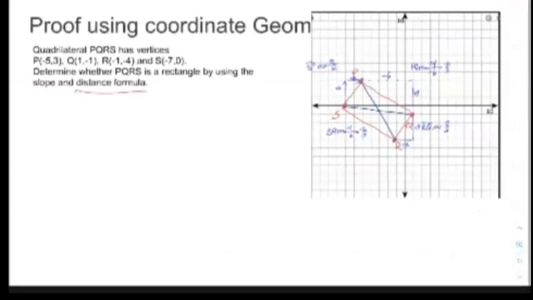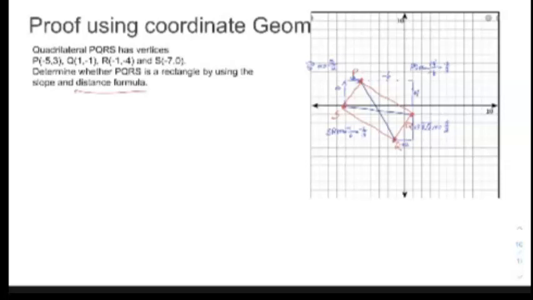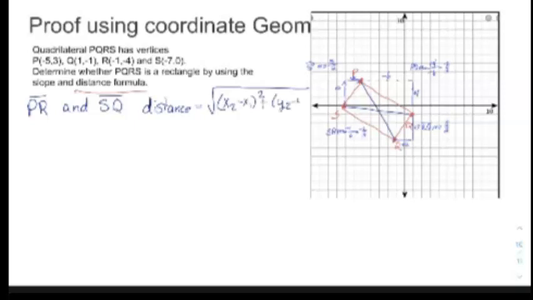Okay, so we are going to look at the distance for PR and the distance of SQ, using the distance formula, which is the square root of x2 minus x1 squared plus y2 minus y1 squared. All right, so that's again the distance formula. It's essentially the Pythagorean theorem, so just don't forget that. You could actually form a right triangle on any of these segments and develop the Pythagorean theorem.